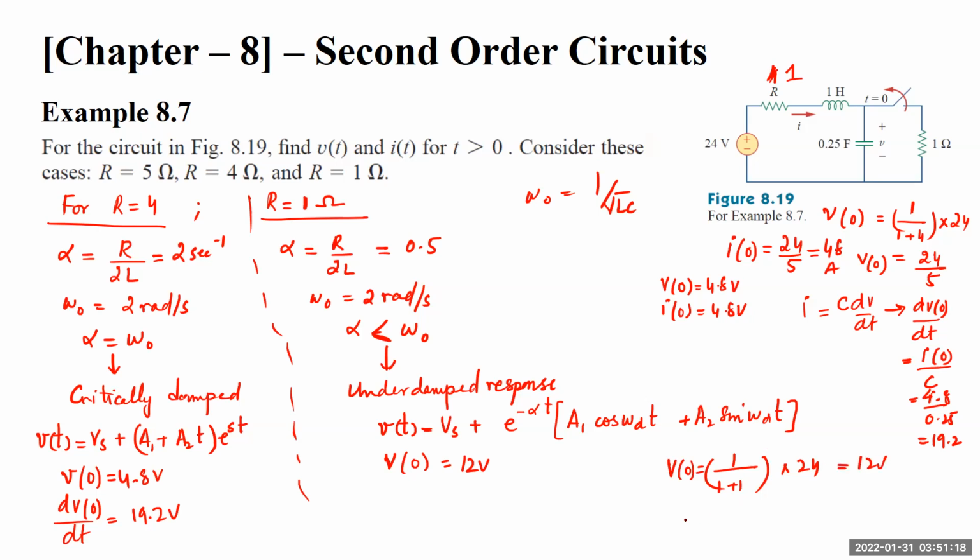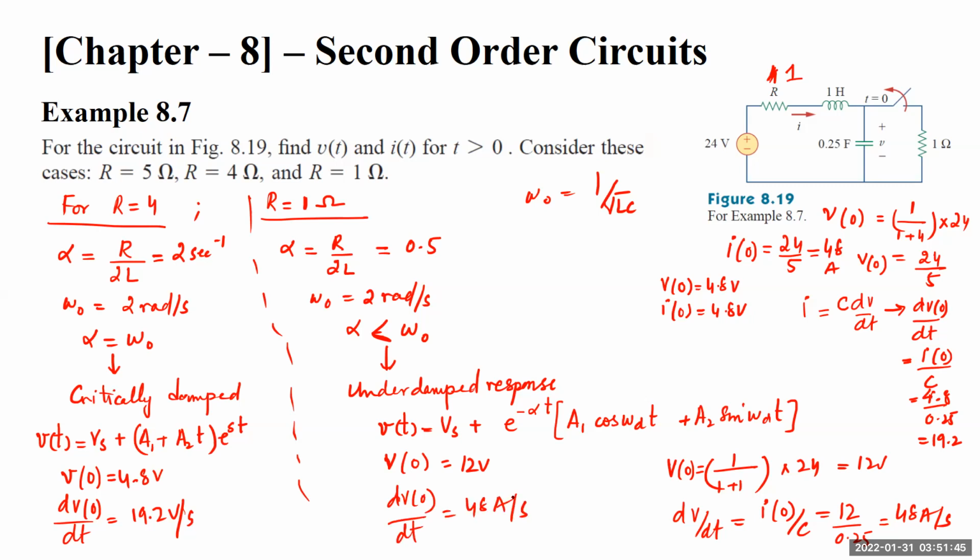And similarly, dv/dt comes out to be i of 0 divided by C, and i of 0 in this case is again 12. So 12 divided by 0.25, and this value is 48. So this is volts per second, so dv(0)/dt will be 48 volts per second.